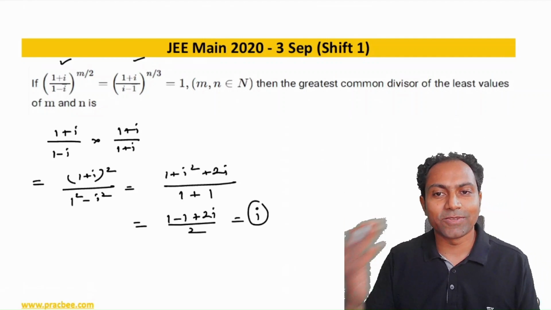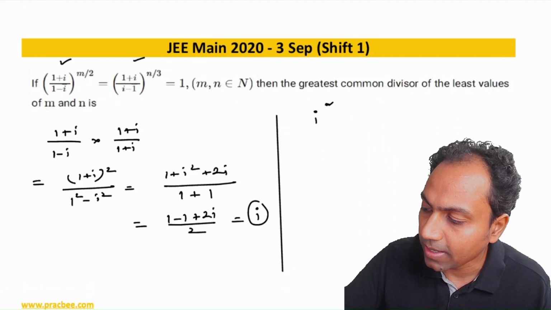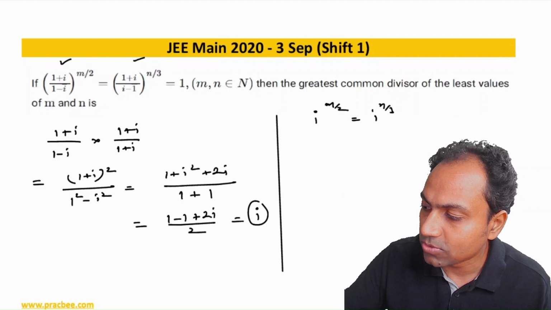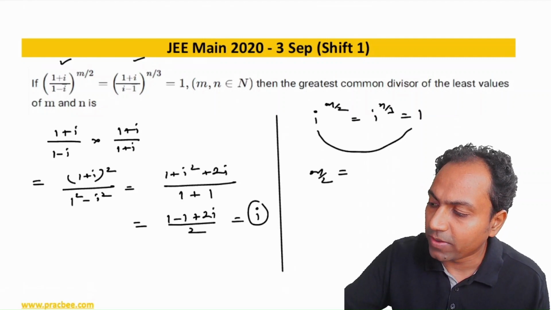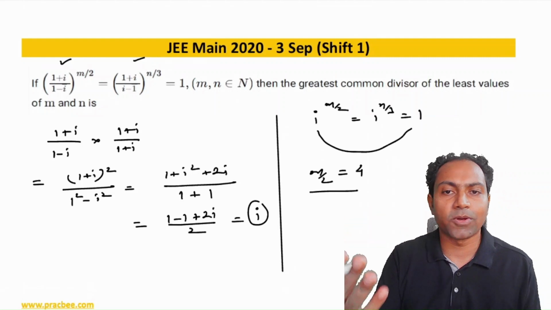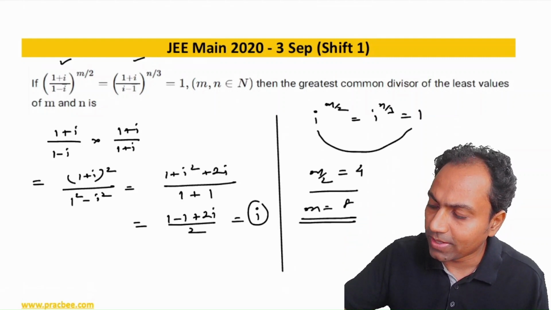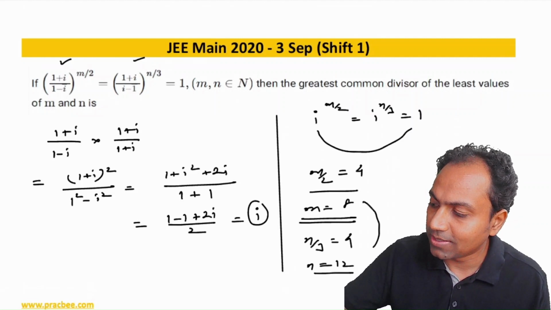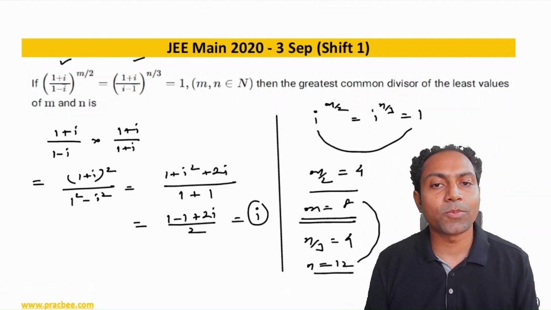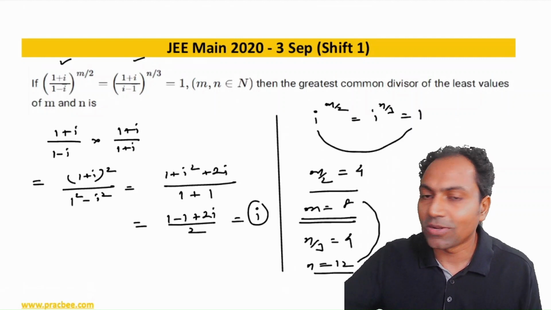So now if you look into the question once more, what is given to us in this question is nothing but i^(m/2) = i^(n/3) = 1. Now if I take this first one and equate it to 1, then for this to happen, the minimum value of m/2 should be equal to 4 because i^4 is equal to 1. So m comes out to be 8. And for the next scenario to satisfy, n/3 should be equal to 4. Hence, n is equal to 12. So what they're asking is the HCF or greatest common divisor of 8 and 12. So that is nothing but 4. So the answer of this question becomes nothing but 4.